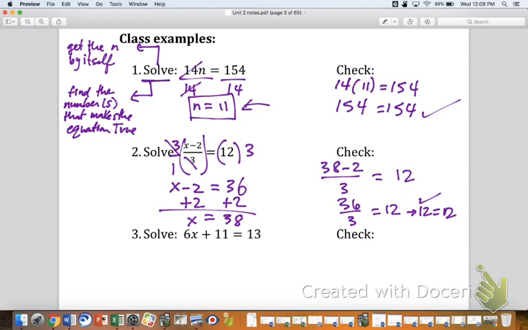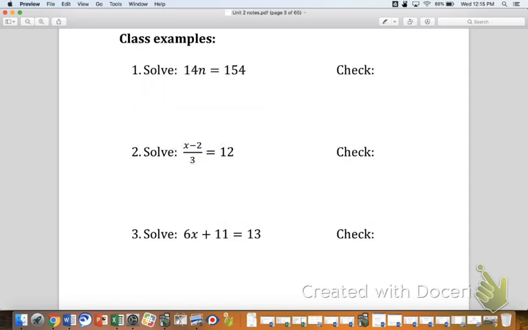Questions? Okay, so let me get some suggestions from you guys for number 3. We've got a couple more on this page, and I'm going to turn you loose. You can clearly see in number 3 that the x is not by itself. There is a 6 right there, and there is an 11 right there. We've got to get rid of them. Any suggestions on which one we should get rid of first?